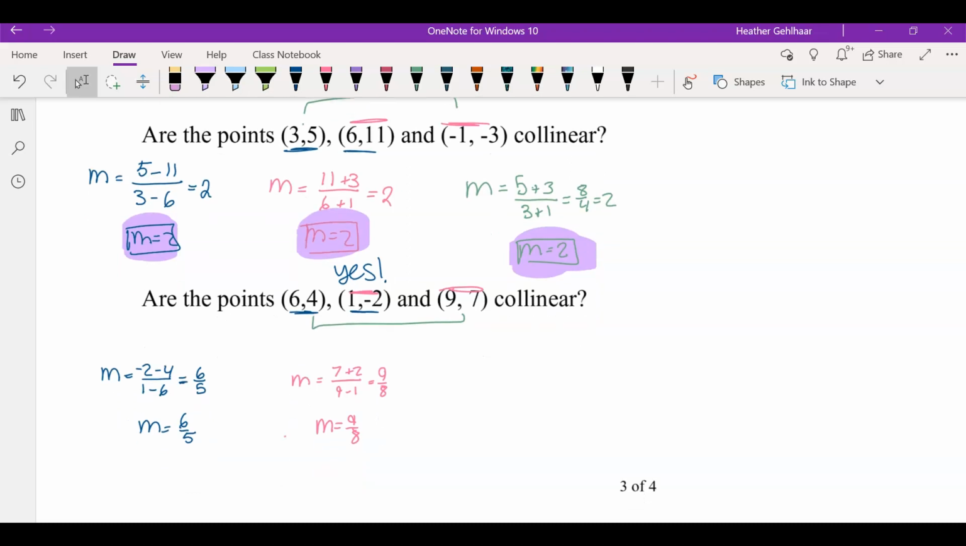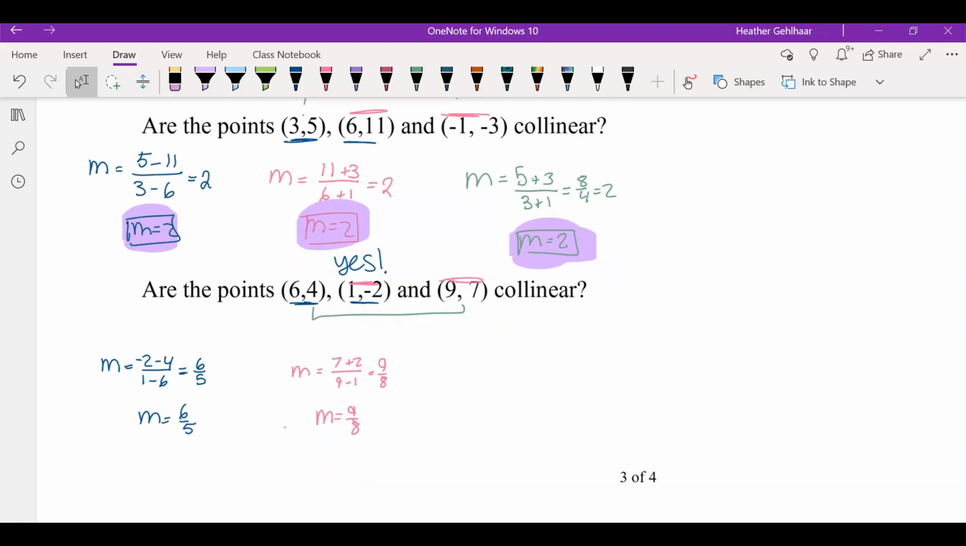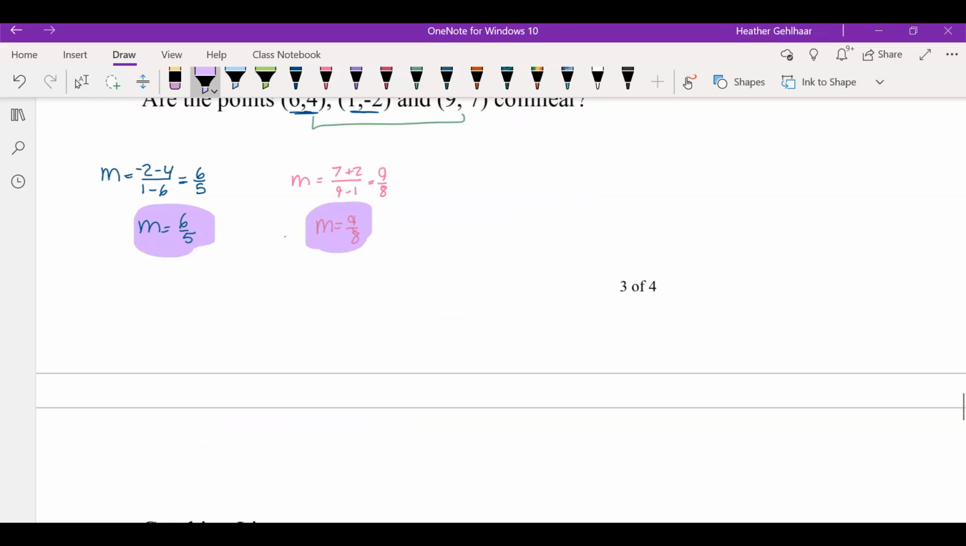In the next one, I went ahead and found the slope of the first 2 points. We got m equals 6 over 5. The next one, though, I found m equals 9 over 8. So I'm not even going to do the third one because these first 2 slopes aren't the same, so the points aren't collinear, and that answers the question. All you need is 1 to prove that it's not true.